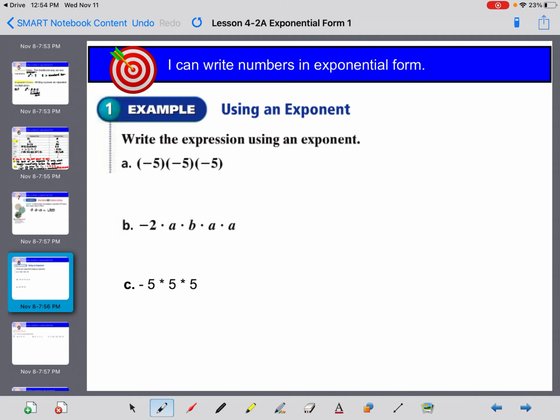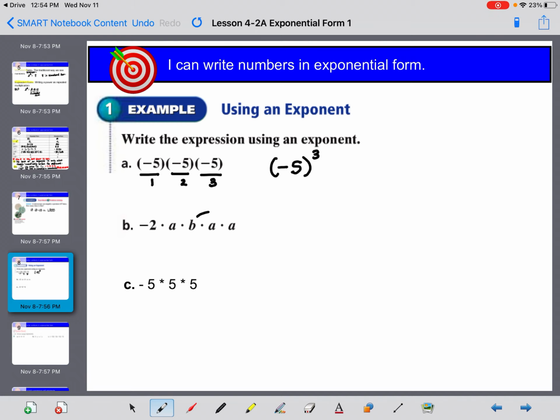Write the expression using an exponent. If there are parentheses in the expanded form, you need to use parentheses in the exponential form. In this case, what's being repeatedly multiplied is negative 5. I will keep the parentheses around negative 5 and bring that to the 3rd power because there are 1, 2, 3 negative 5s.